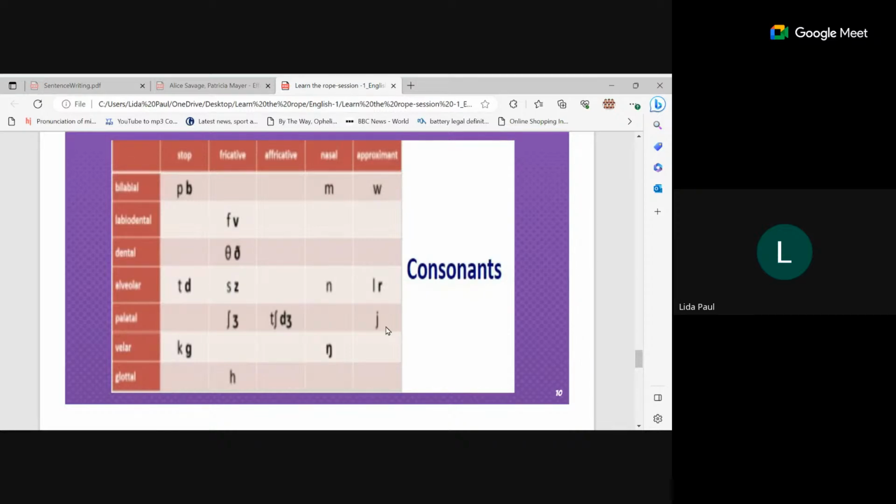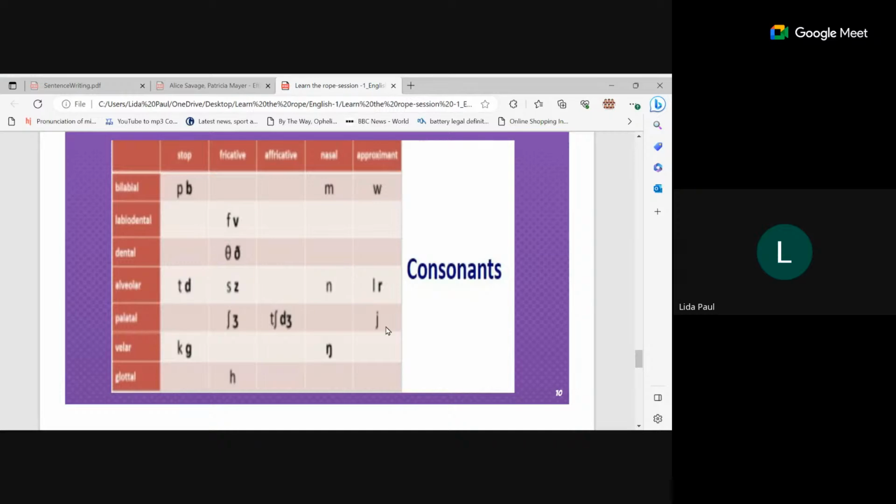Okay, k and g also stops. Last one, glottal sound, h. Okay, straight from your glottis or the vocal cord region. H. These are the consonant sounds that you find in English language. Okay, just go through and practice these.